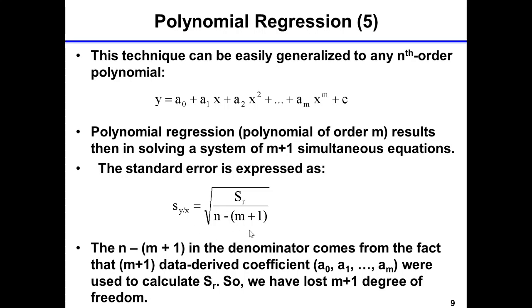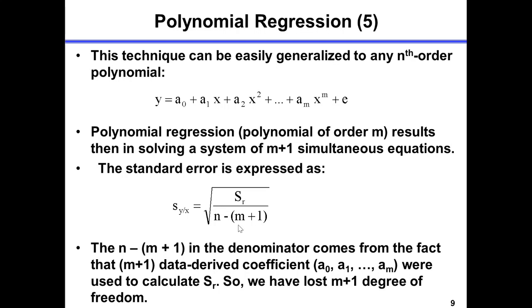It reminds me of Game of Thrones here. You have n data points, and you have m plus 1 parameters. Each of these parameters is like a soldier, and it's going to remove one of the degrees of freedom. So in the denominator, I'm going to have n minus the total number of parameters, which is m plus 1 here.